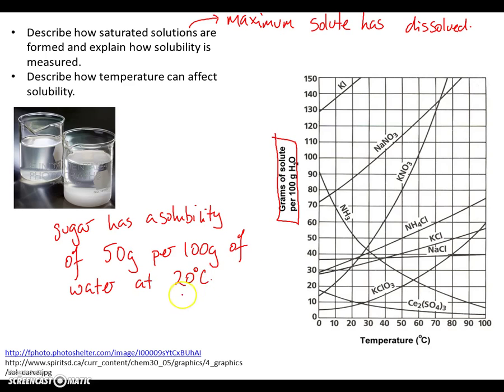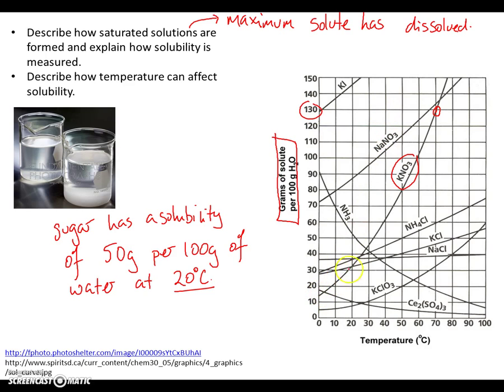Okay, the reason we have to state a temperature is because if you look at this diagram here, it shows the different solubilities at different temperatures. Let's pick potassium nitrate, this one here. We can see that at very low temperatures, at 0 degrees Celsius, only 15 grams will dissolve per 100 grams of water. But if we take the temperature up to, let's say, 70, that would be here, we can see that 130 grams will dissolve per 100 grams of water.